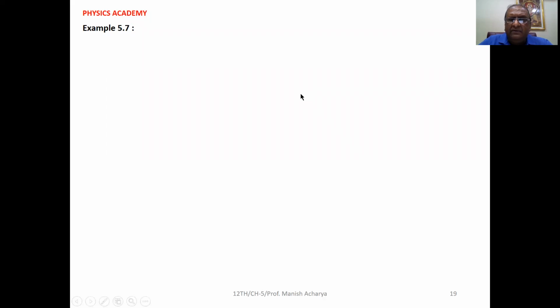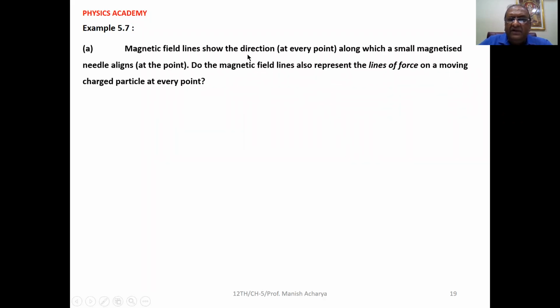Now example 5.7, question A. Magnetic field lines show the direction at every point along which a small magnetized needle aligns at that point. Do the magnetic field lines also represent the line of force on a moving charged particle at every point? No. Because when we think about any moving charge in the magnetic field, the force on it is given by the equation F = Q into V cross B, meaning the force is always perpendicular to the magnetic field. So in the direction of the field line, or the direction of the magnetic field, the charge will not experience the force, and therefore we can't represent the magnetic field lines as lines of force.